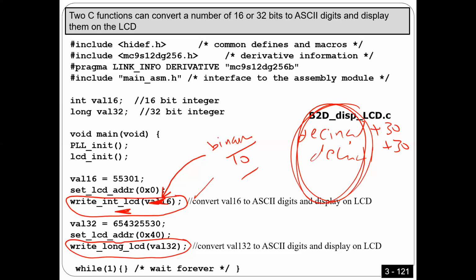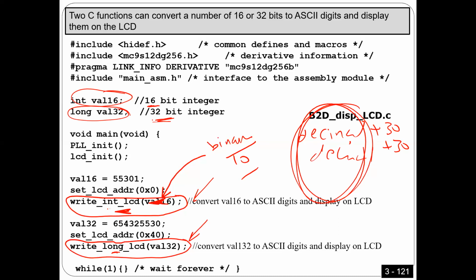So we have two functions, one for integer and one for long. What is the difference between integer and long? As you see here, guys, here I'm defining an integer variable, and here I'm defining a long variable. An integer can be 16-bit. Long is bigger; it can store bigger numbers, 32 bits. Okay, guys, any questions?